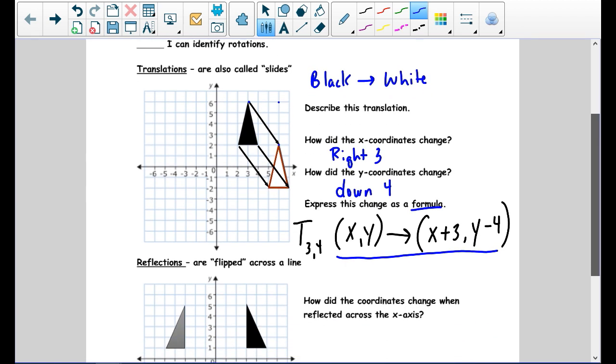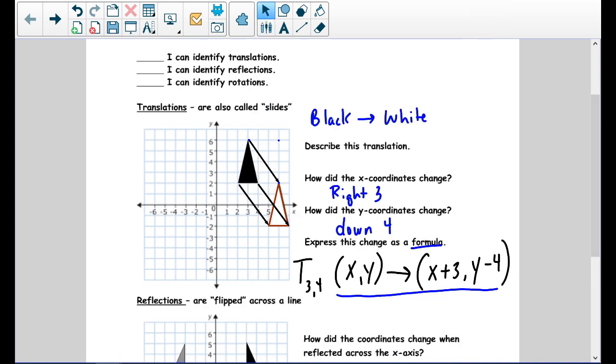So that's a translation. Again, it's just sliding this shape is basically what's happening. So the shape doesn't change, it just slides along, and each point is slid along there to make new points and make that triangle move.